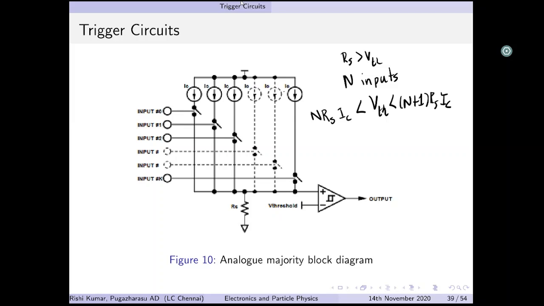So all this is telling me is each active input increases the voltage on RS by a quantity RS dot IC. But when n inputs are active, the voltage on RS results in n dot RS dot IC. And when n plus 1 inputs are active, it's n plus 1 times and so on. So the V threshold must be set between these values, and that's what we've done here for n inputs.